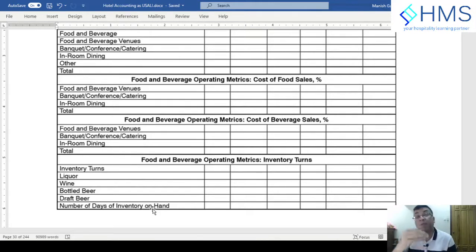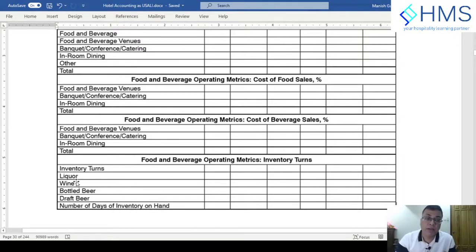and for draft beer, divided by the average inventory that we hold during the month, at the beginning and at the end of the month. So you will add the inventory for both the beginning period and ending period, divide by 2, so you will get an average inventory. You will then divide the total sale for this particular category by the average inventory that you just calculated in the previous step. So you will be able to get the inventory turn for liquor, wine, bottle beer and draft beer, and also you will be able to calculate the total number of days the inventory is on hand.